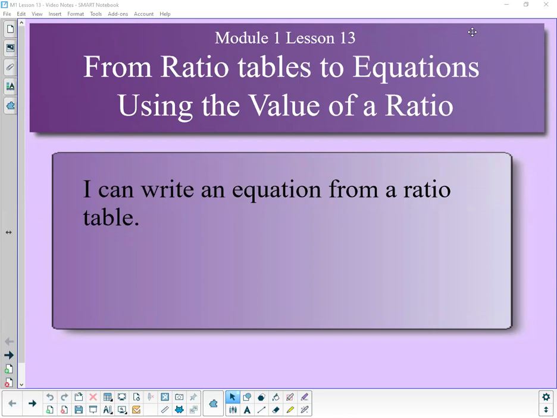Okay, so we are on to Module 1, Lesson 13, which is titled From Ratio Tables to Equations Using the Value of a Ratio. And today our goal is to be able to write an equation from a ratio table. So watch the video carefully, and of course, when you're in class, be sure to ask questions.